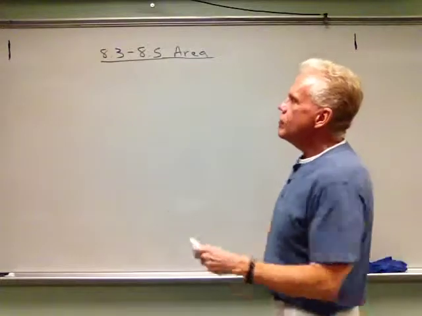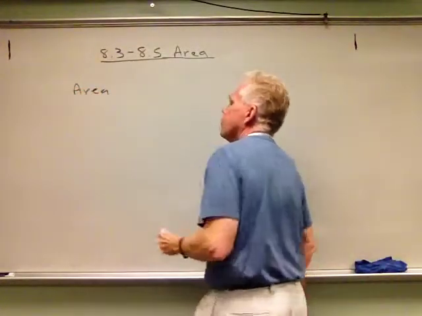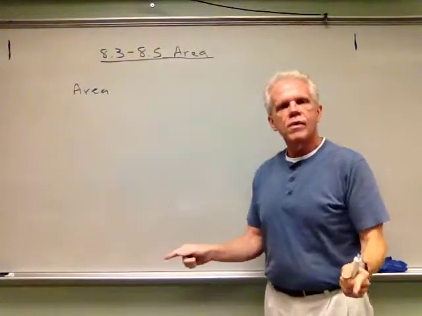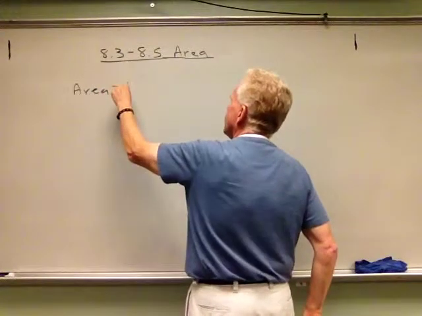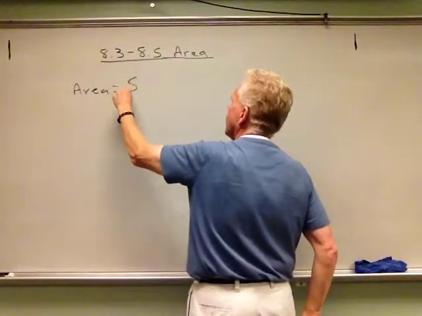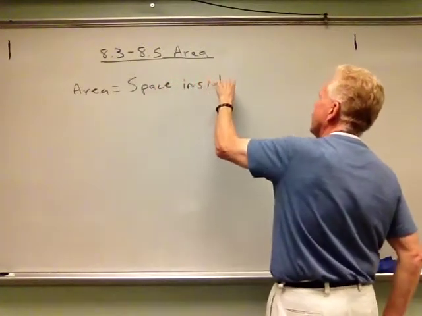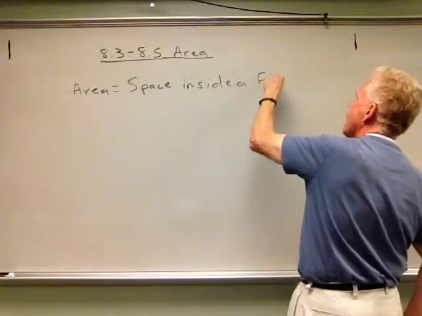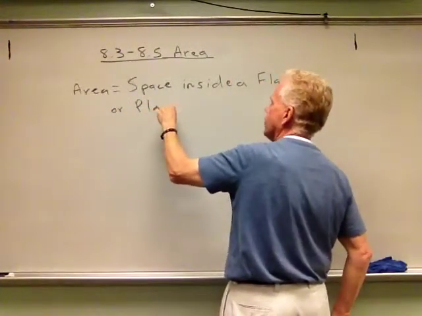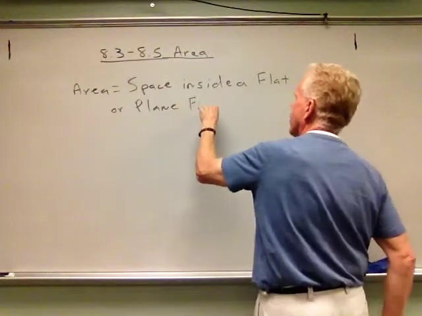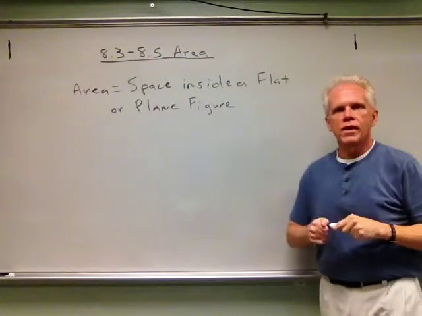Okay, so when we talk about area, remember with perimeter, it was the distance around the figure. With area, we're going to be talking about the space inside a flat, or plane, as another word for it, figure. We're going to be talking about the space inside a flat or plane figure.